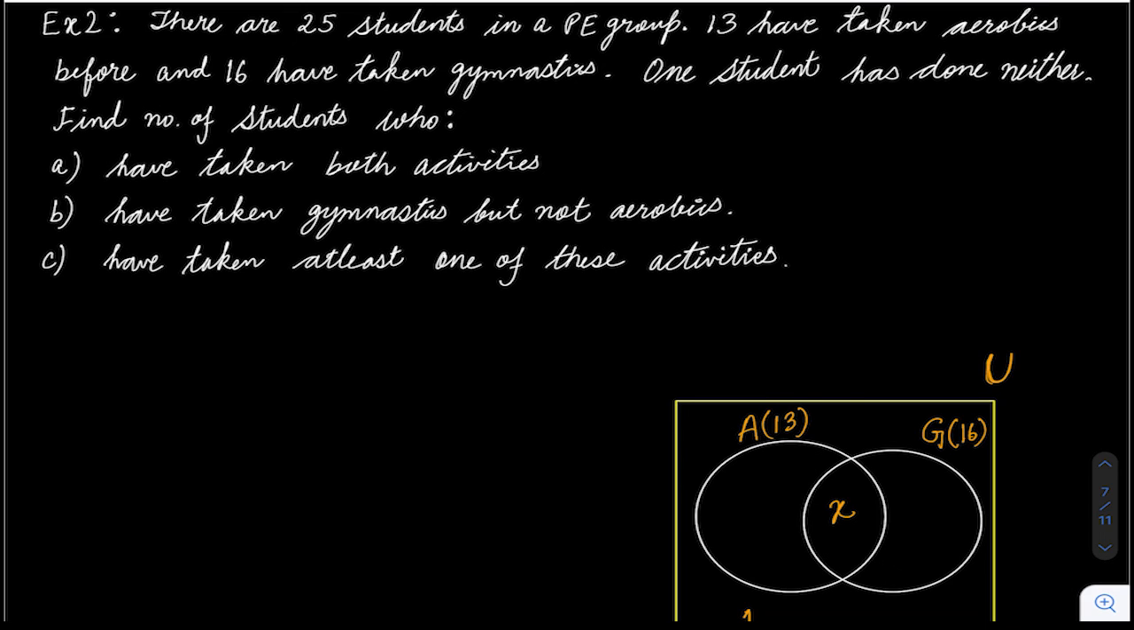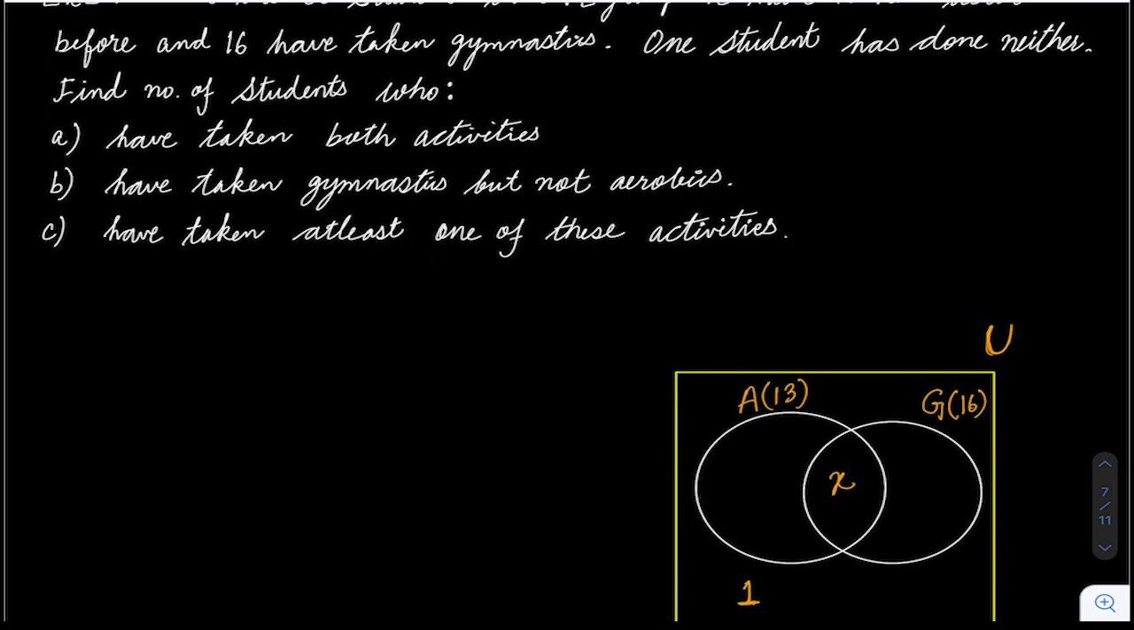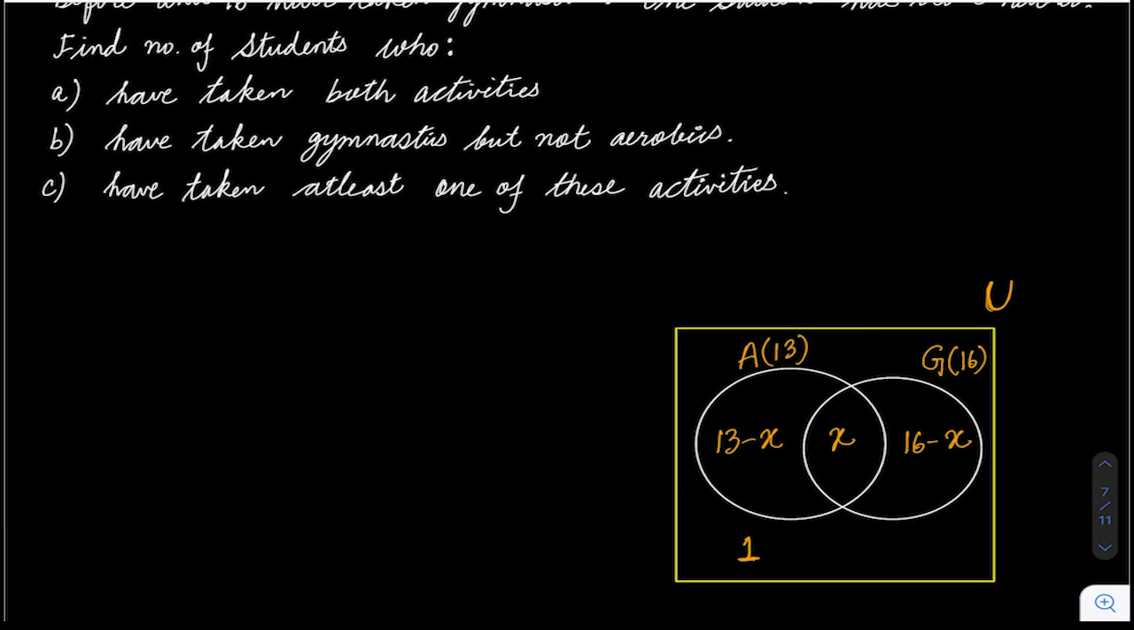Now, using this x, let's try to find out if we can find the remaining parts of this diagram. This common part we have assumed as x. Now the total A, aerobics students, is 13. So if this is x, this should be 13 minus x. And the gymnastics total is 16, common is x, so the remaining should be 16 minus x. I hope this diagram is clear. We have to see which information is not given, and then we assume some variable and try to write everything in terms of that variable.